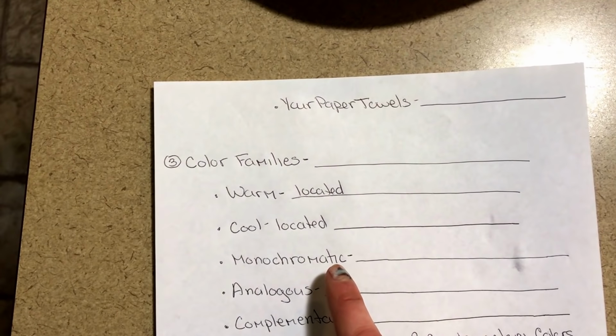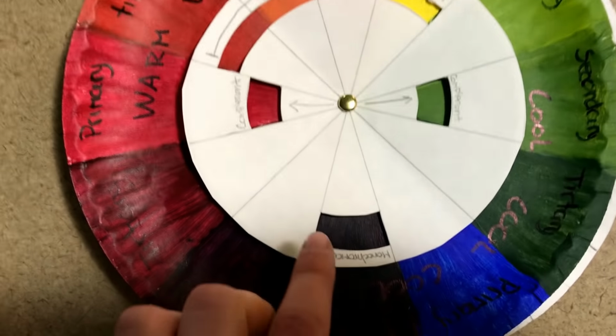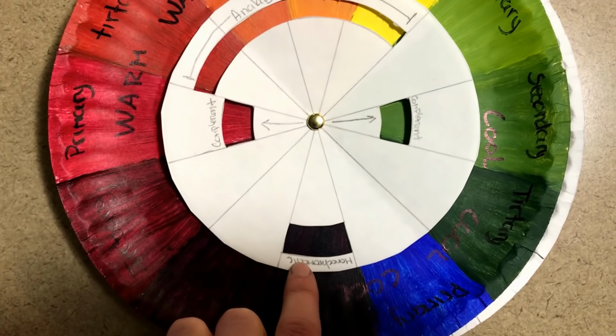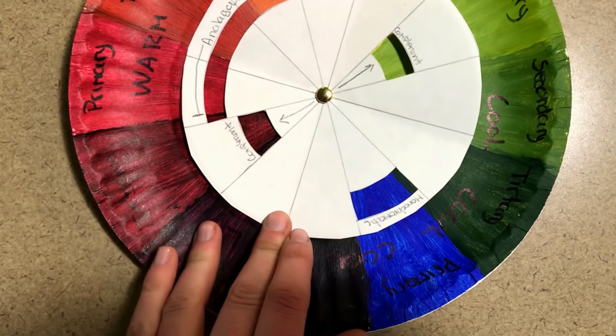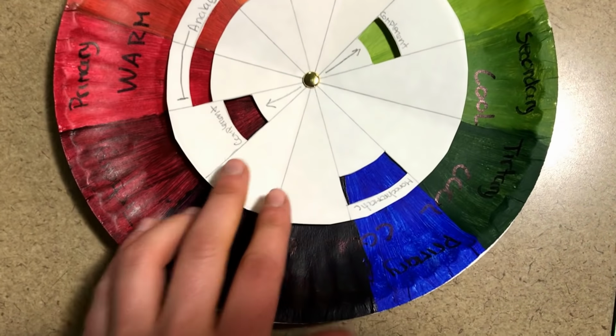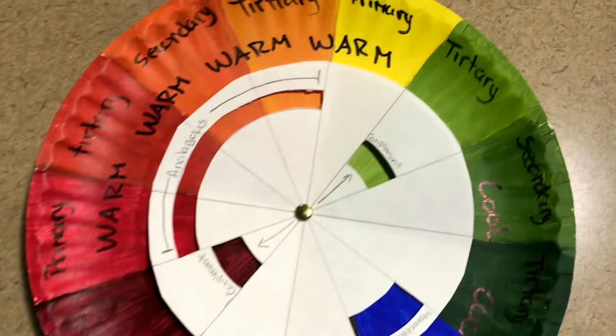Monochromatic means you are only using one color plus its tints and shades. Notice that my monochromatic window only has one window, and as I move it around, I see only one color. It's kind of like a black and white picture, except done in blue, or another color of your choice.